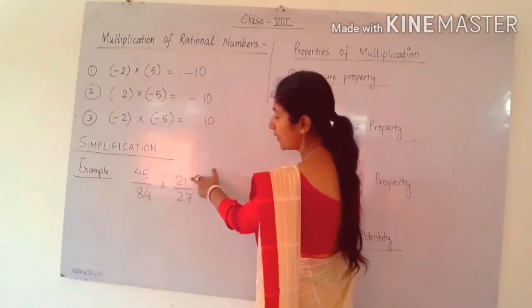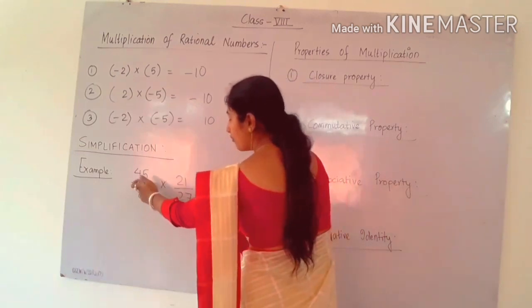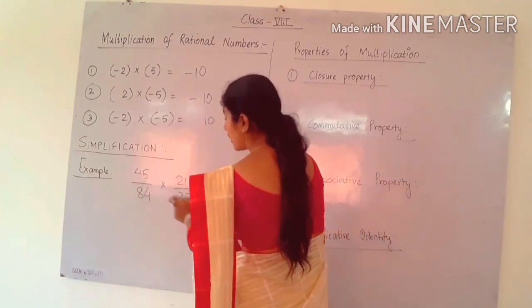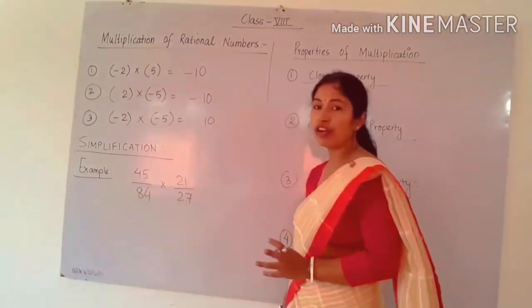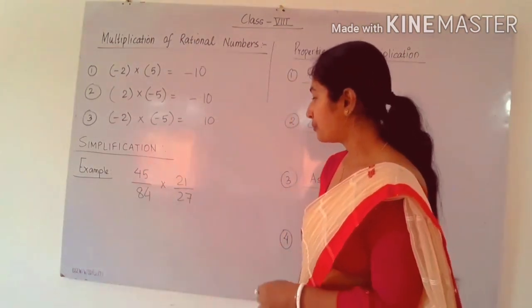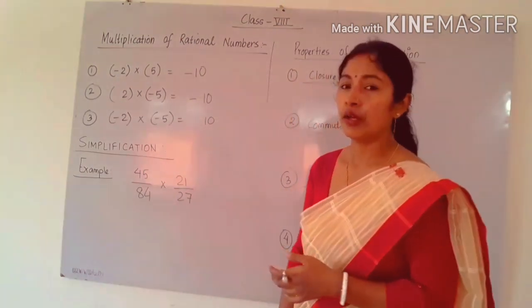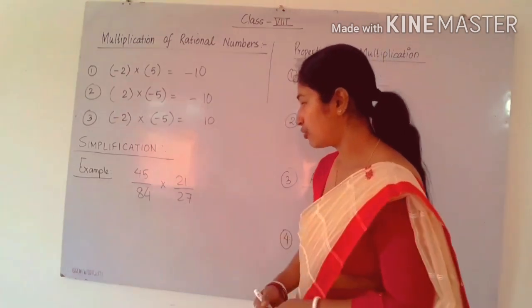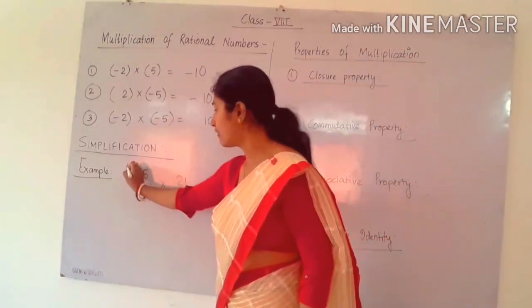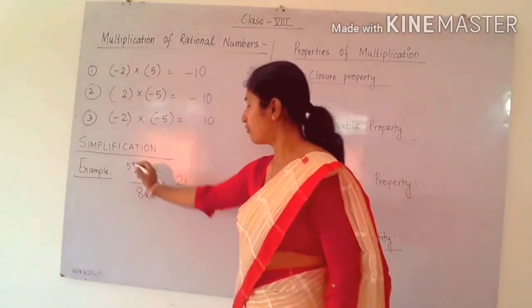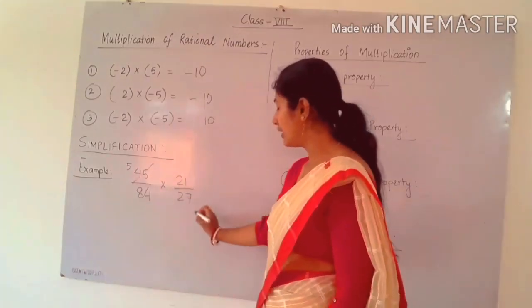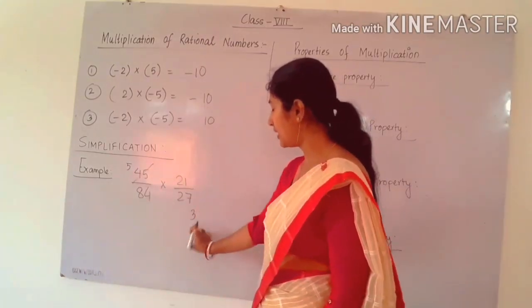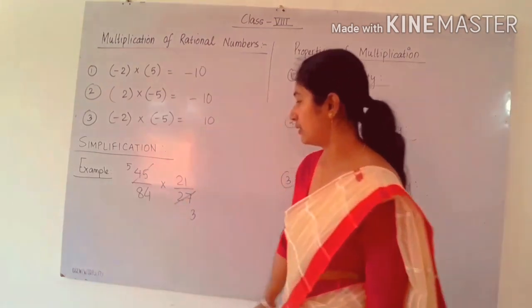Suppose here 45, just check the numerator and denominator. This is numerator and this is denominator, and this is also numerator. So as you can see, 45 and 27 both have the same common factor 9. So we can cancel with the help of 9. 9 fives are 45, so you can write 5. So cancel it. 9 threes are 27, so I am writing here 3. So I am cancelling.